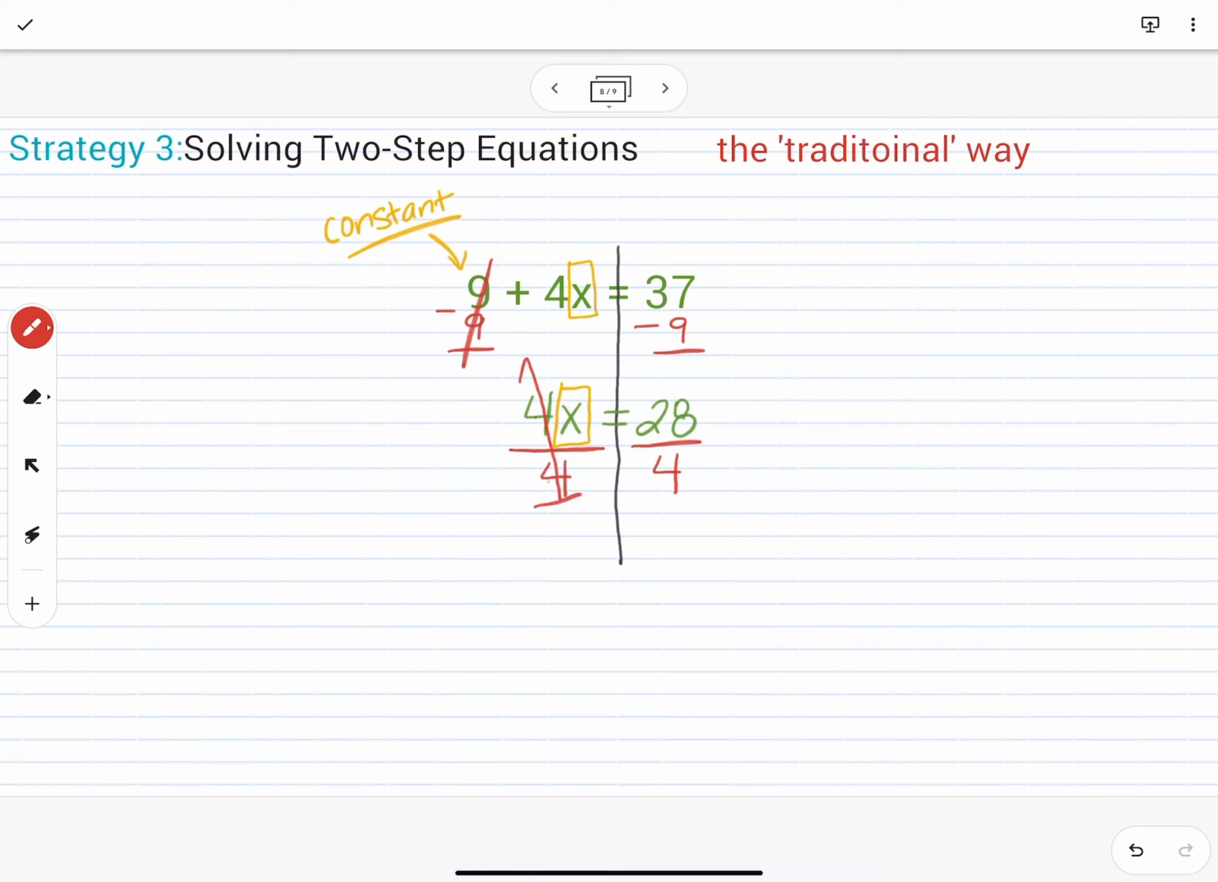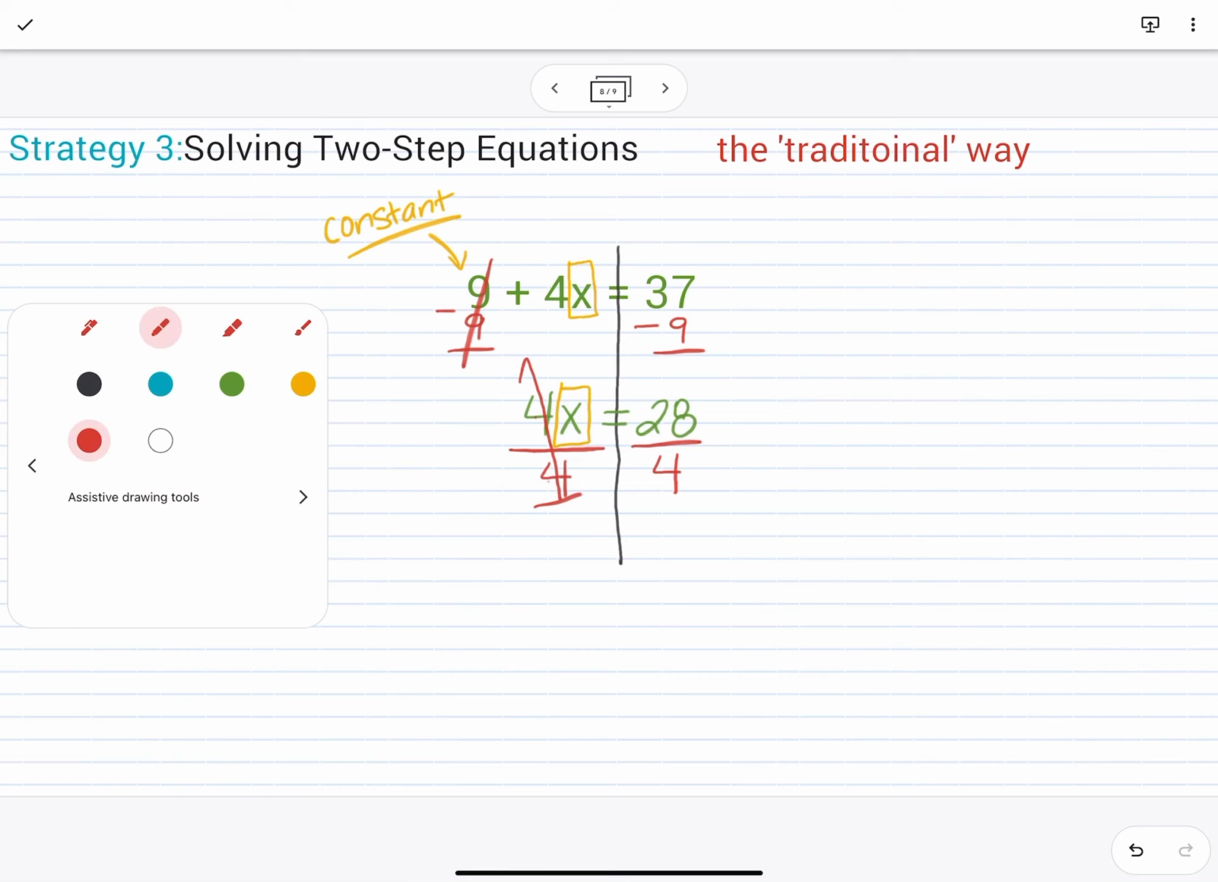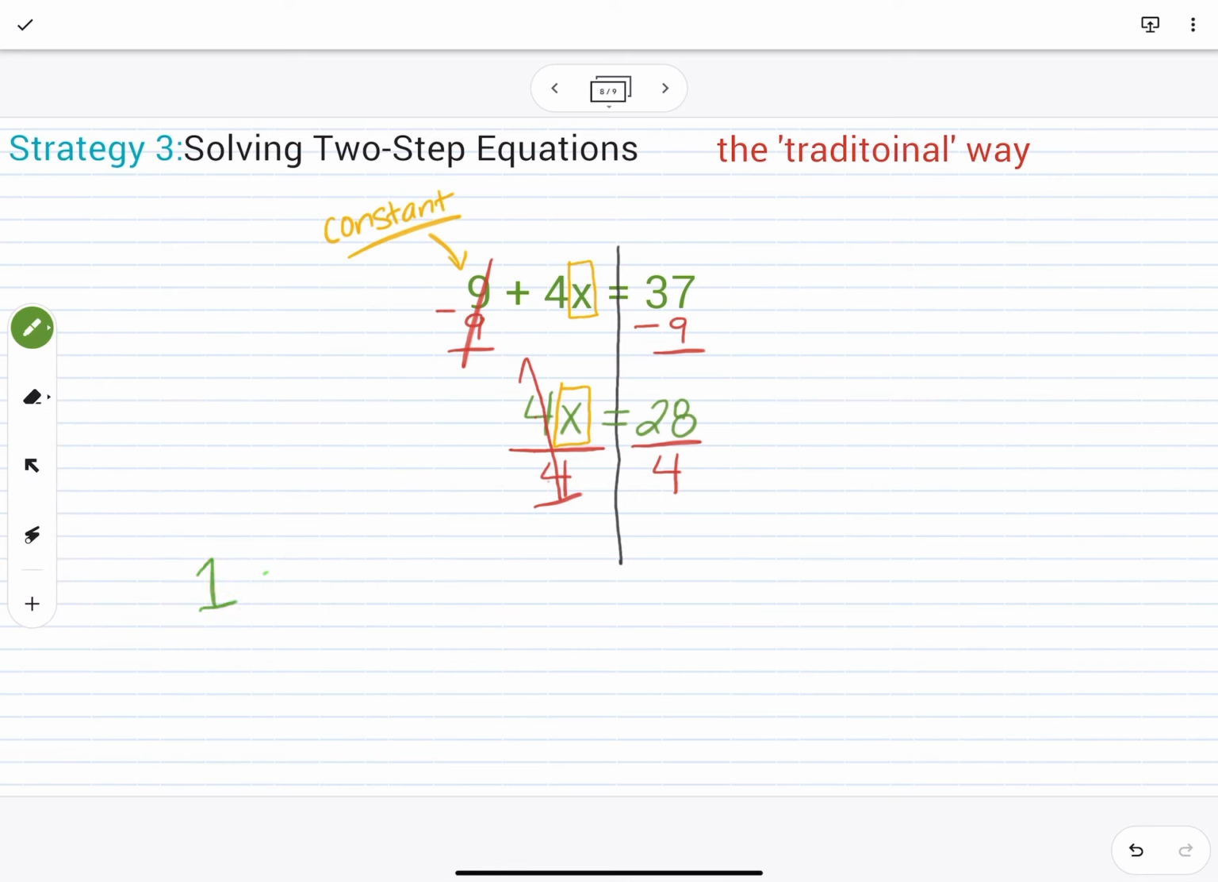I want 1x or just x. Remember, 1x is the same thing as just x by itself. Because how many x's do you see? Just 1. So x equals 28 divided by 4 is 7. And as we've been talking about in all of our videos, don't forget to check your answer. That is a very important piece when we finish solving our equations.